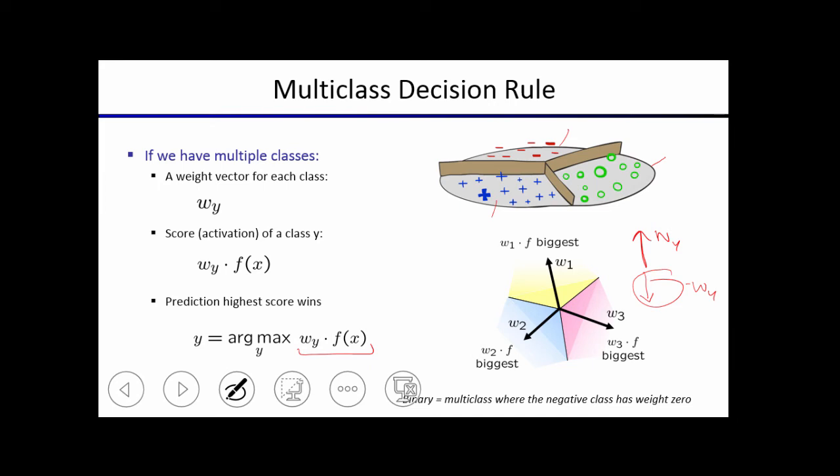So then you'll have more than 1 decision boundary, and all the points in this region will be classified as the 3rd class. All the points in this region will be classified as the 1st class, and all the points in this region will be classified as the 2nd class. And one thing to note is that in this case, it's not just the angle between these weight vectors that matters, it's also the magnitude.